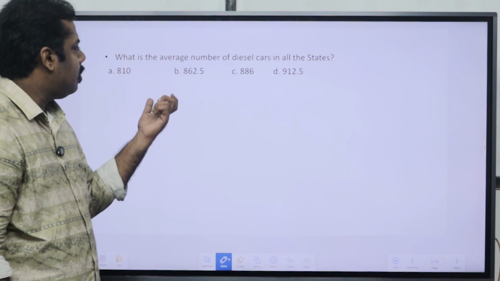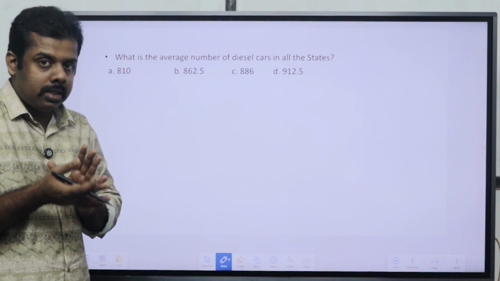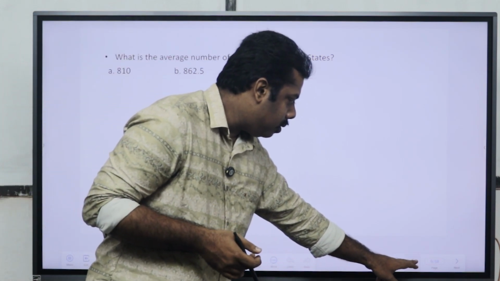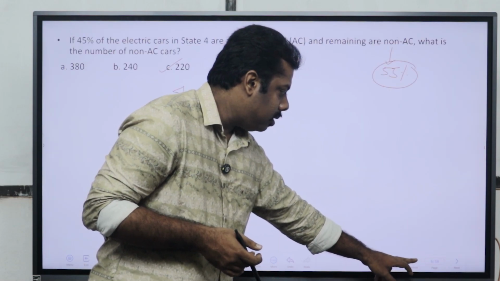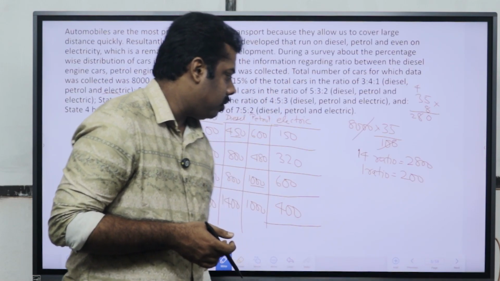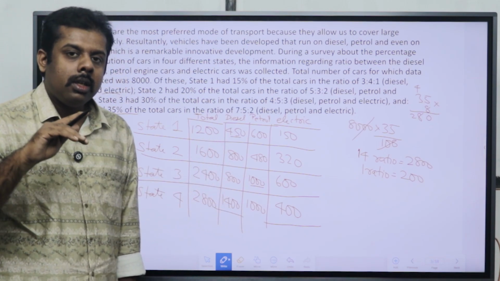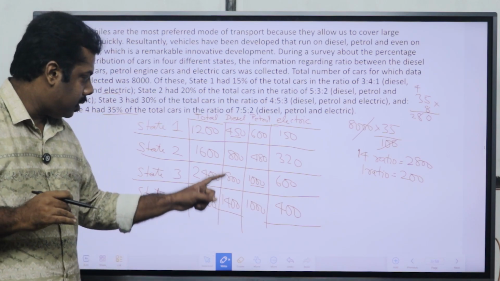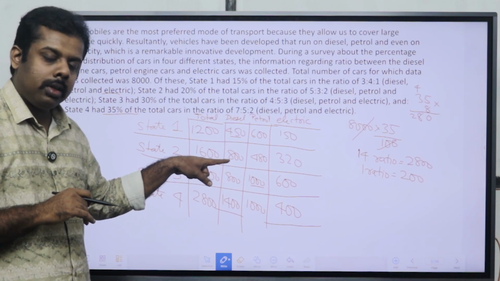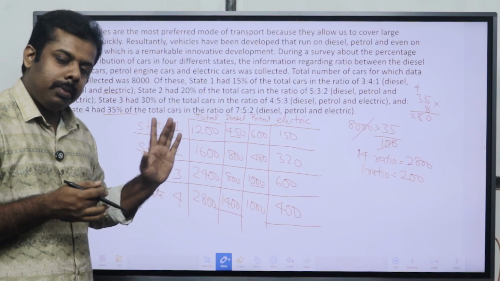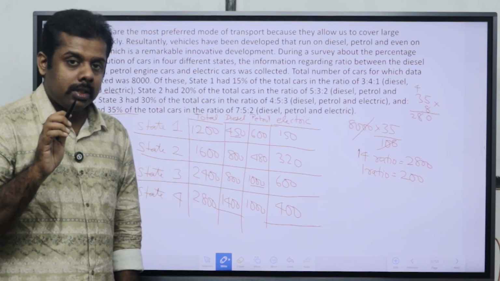Another question: what is the average number of diesel cars in all the states? So the diesel cars average is being asked here. Now going to the previous data, we have to just find the diesel cars average. What is the formula for average? Sum of observations by total. So we have to add to get the sum. Diesel car, so 1400 plus 1600 gives us 3000. Then adding 450 is going to give us 3450.